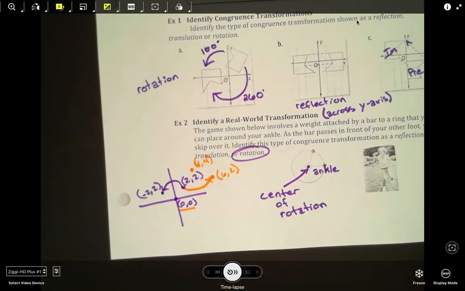6, 2. Okay, so I end up in a very different spot if I rotate around a different point, right? So the center of rotation is very important. If I rotate it around 0, 0 versus rotating around 4, 4, it's going to be an altogether different point. Make sense? Yeah? Okay. Are you writing? Okay. All right. I'll give you just a second.